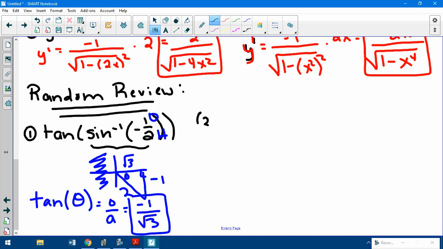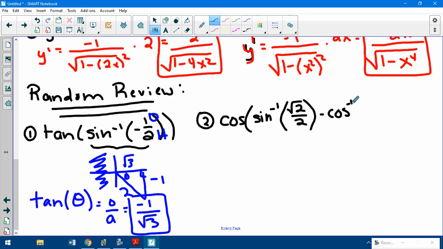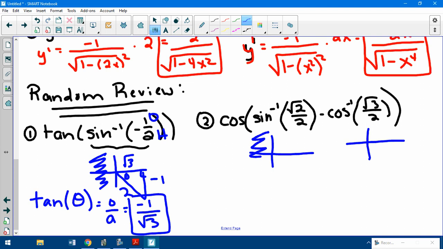Okay, last one. What about if I asked for cosine of sine inverse of radical 2/2 minus cosine inverse of radical 3/2? Anyone remember what you would do with one like that? Well, we've got to draw a picture for each of these. So sine inverse, we know we get rid of the left side. Cosine inverse, what do I get rid of?